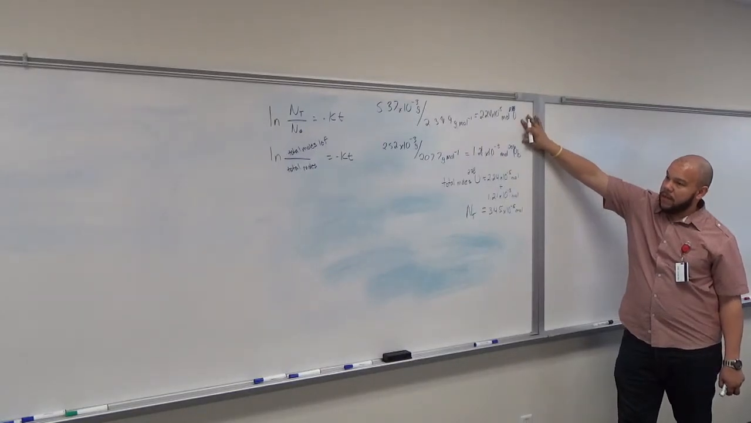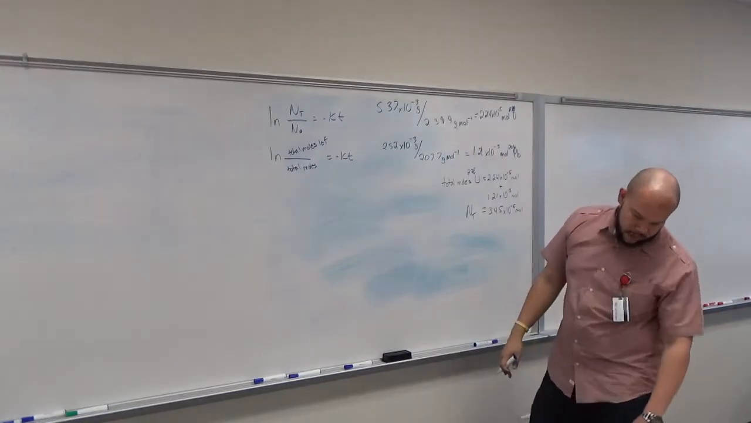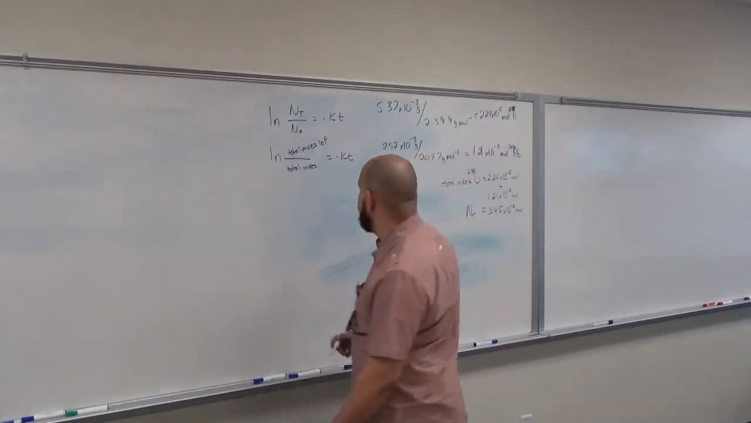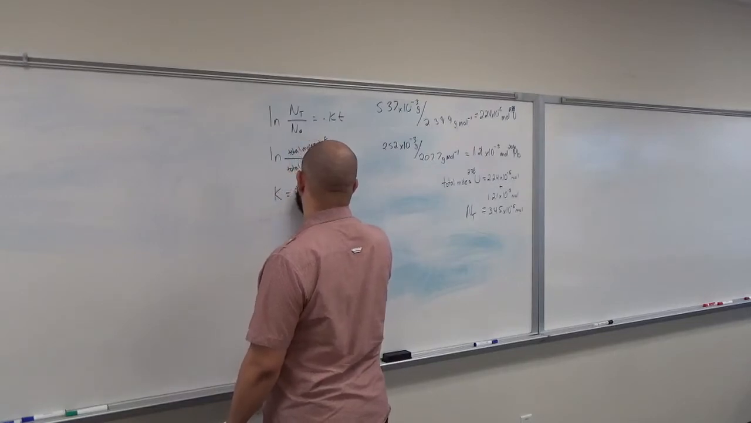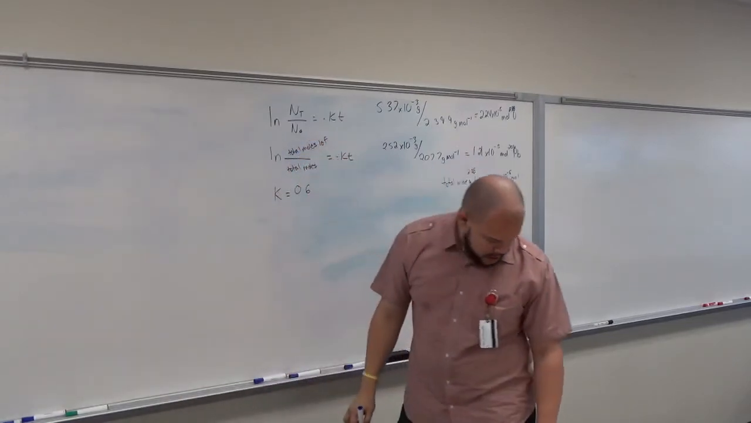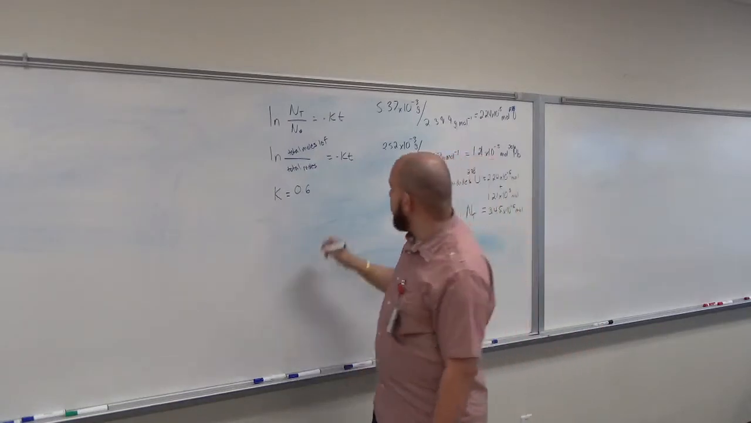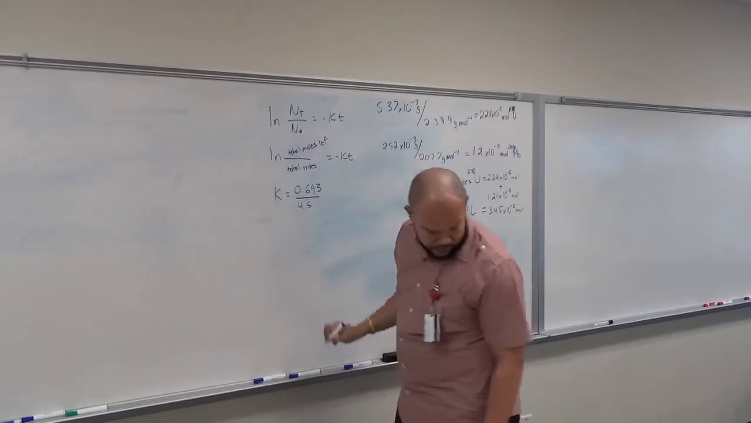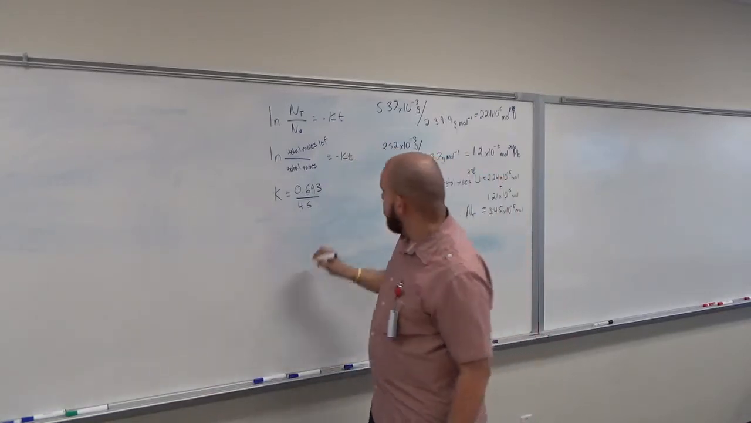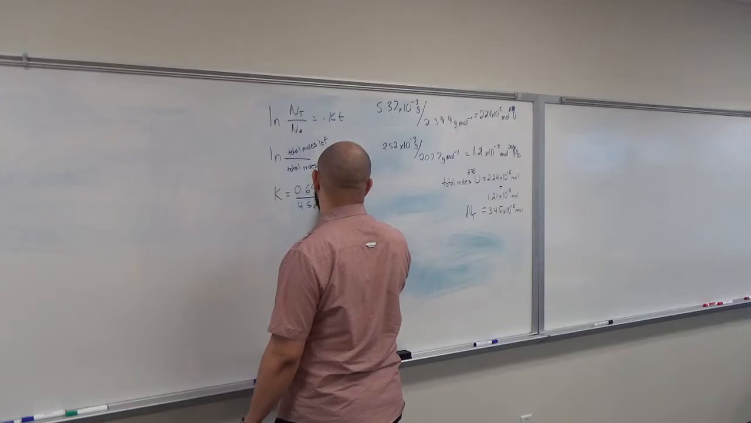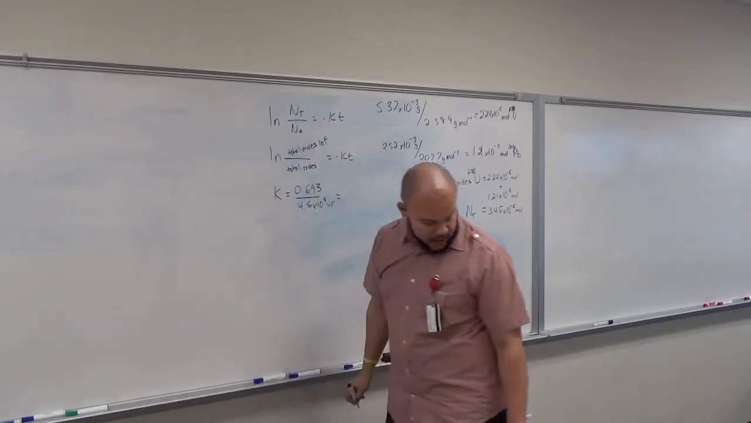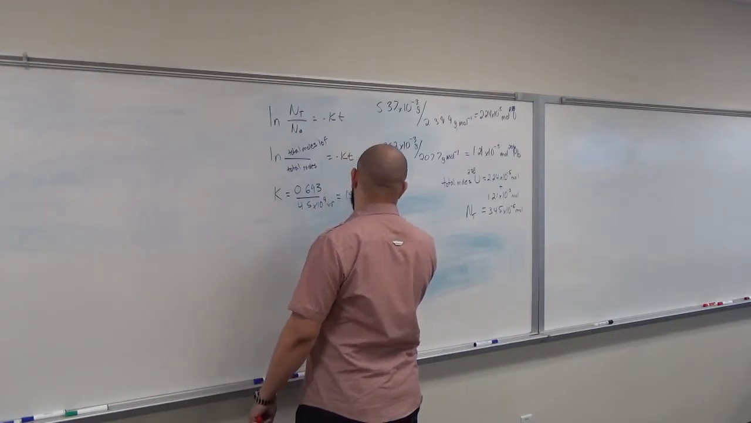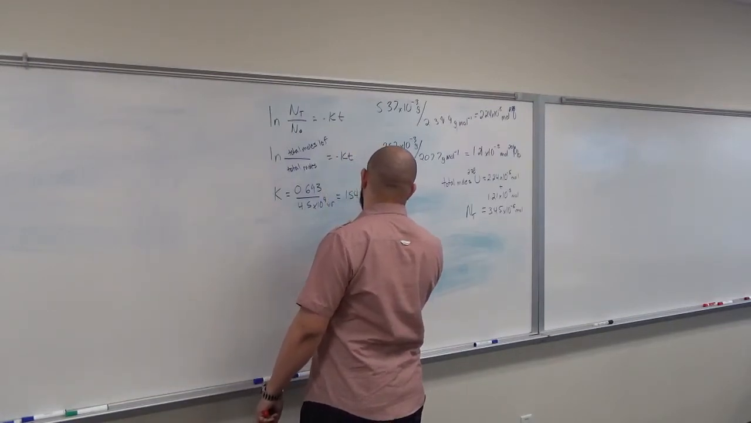They gave us the half-life, 4.5 times 10 to the 9 years. So to determine K, 0.693 all over the half-life, 4.5 times 10 to the positive 9 years, and this gives us a K value, 1.54 times 10 to the negative 10 year to the negative 1.